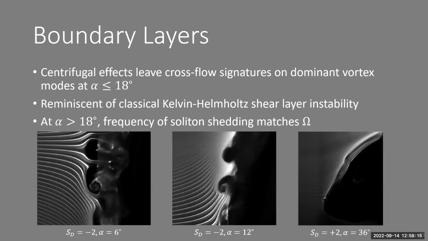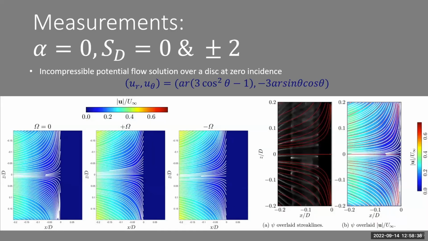So here are just some snapshots of these centrifugal effects that leave these cross-flow signatures. These are reminiscent of the classic Kelvin-Helmholtz shear layer instabilities. We see these present in all angles of incidence less than or equal to 18 degrees. Beyond 18 degrees, we see this soliton mode of vortex shedding. So now I just want to talk about some of the measurements that we made.